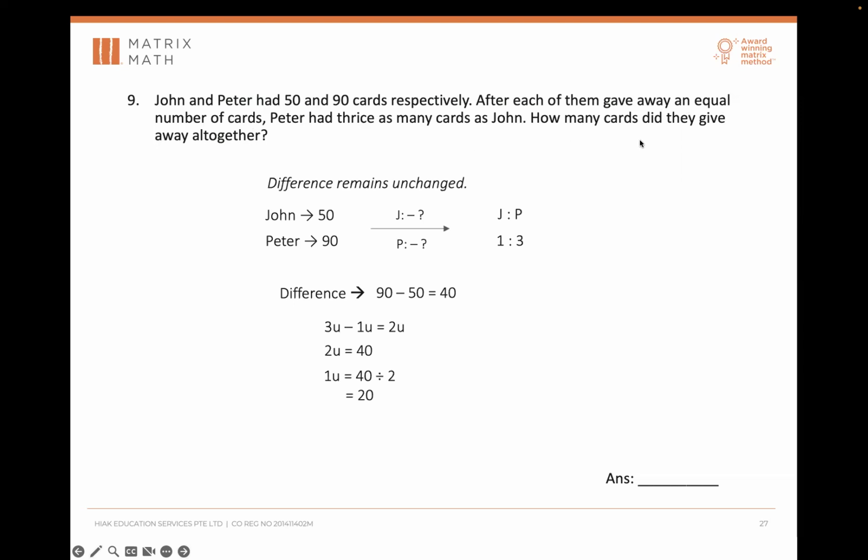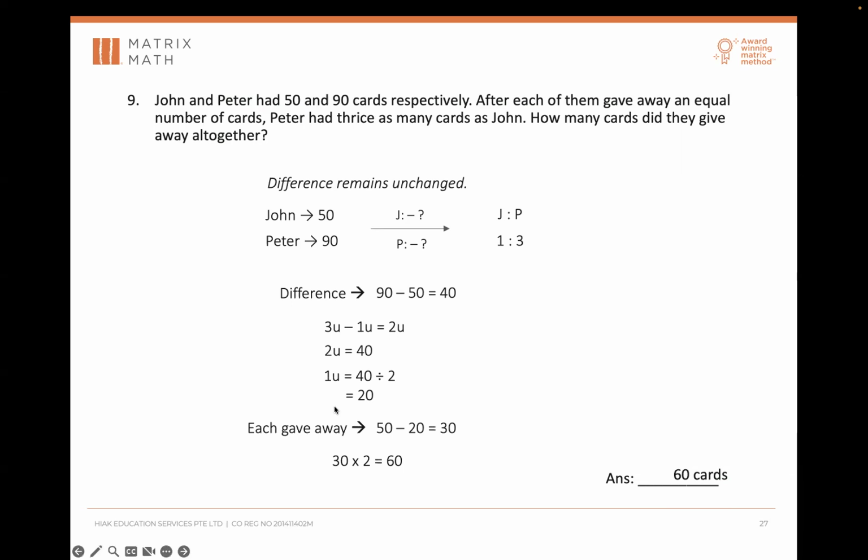Question is, how many cards did they give away all together? Very simple. You need to know what they have all together at first compared to what they have all together in the end. That's one way. All right. Another way is to look at one of them. John had 50 at first, and John in the end has 1 unit, which is 20. So John gave away 30. And we know that they both give away an equal number of cards. So altogether, John and Peter will give away 30 each. So total 60. 30 times 2. 60 cards.